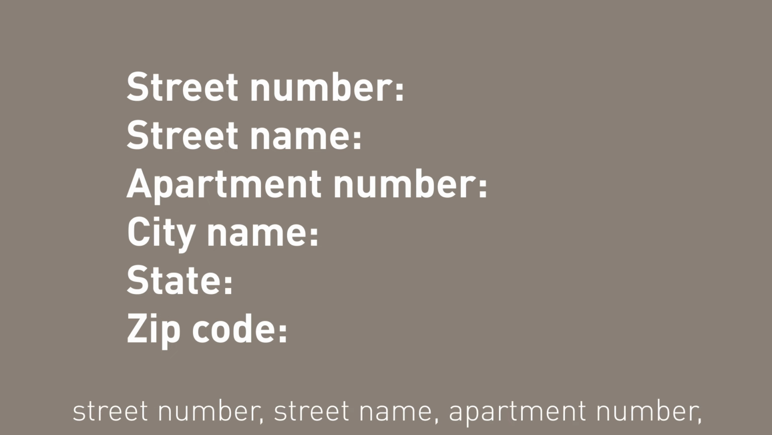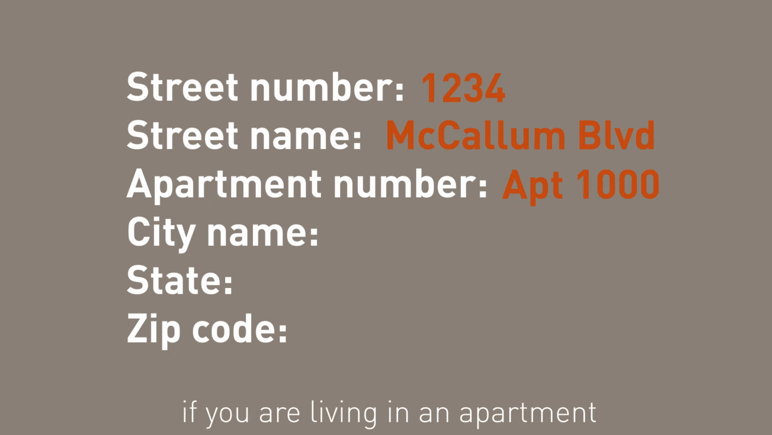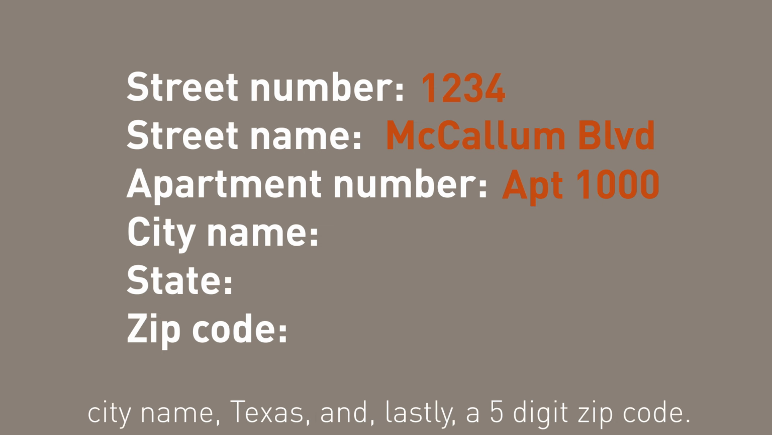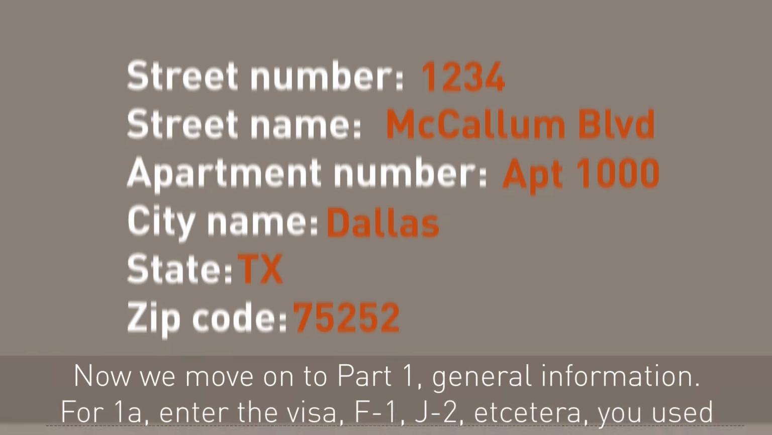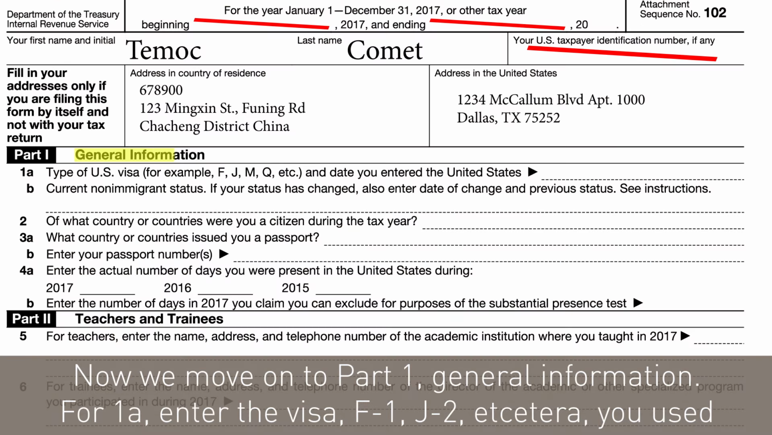Address must include street number, street name, apartment number if you are living in an apartment, city name, Texas, and lastly, a 5-digit zip code. Now we move on to Part 1, General Information.